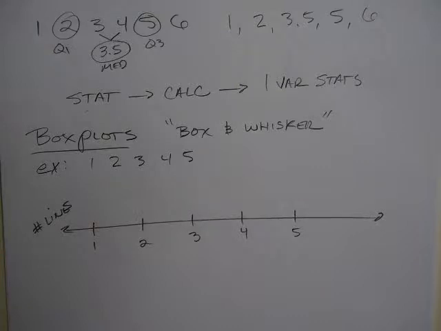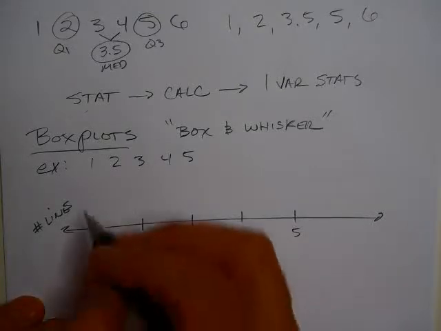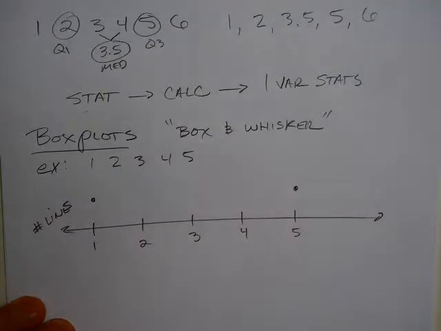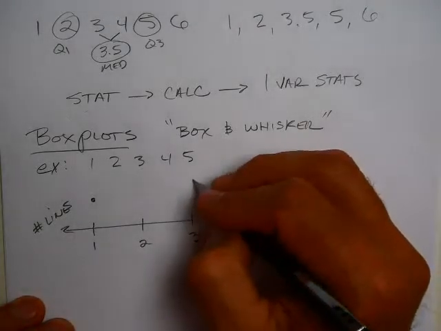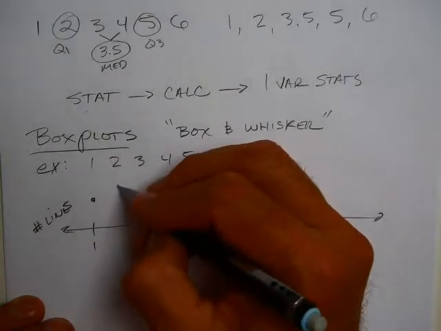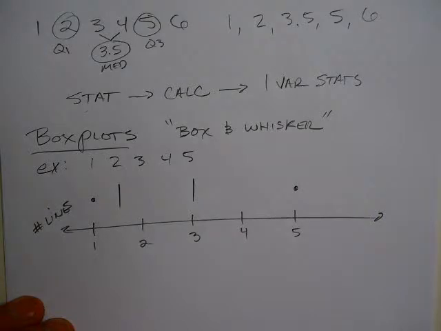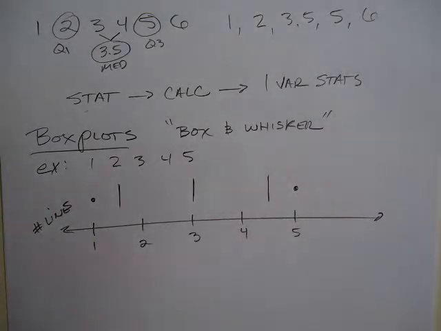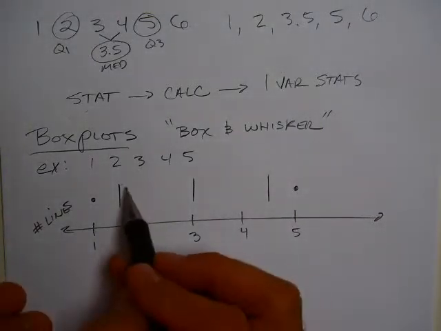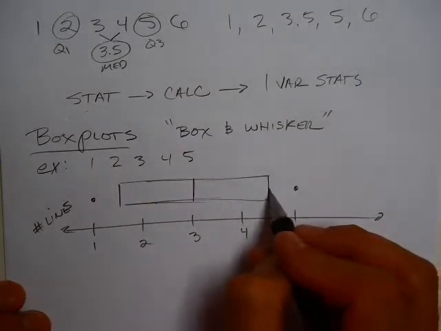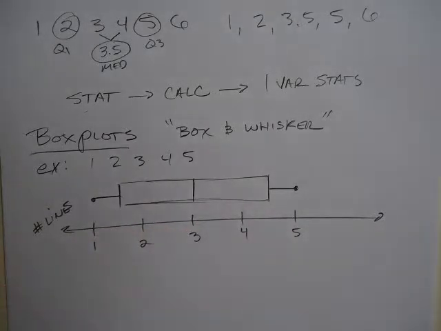So here's how the box and whisker works. We're going to take our minimum and our maximum, and we're going to put some dots above those. Then we're going to take our median, which was 3 in this case, and I'm going to put a line above 3. And I'm going to put a line above our lower quartile and our upper quartile. Lower quartile was 1.5, so about here. And that's going to be a line. And upper quartile was about 4.5. Now, so that's your 5-number summary. Visually, we're just going to take the lines and make a box out of them. And the dots get connected to the box as whiskers.